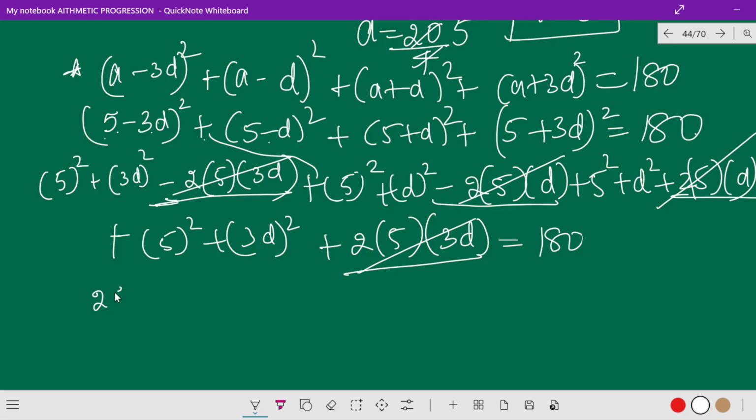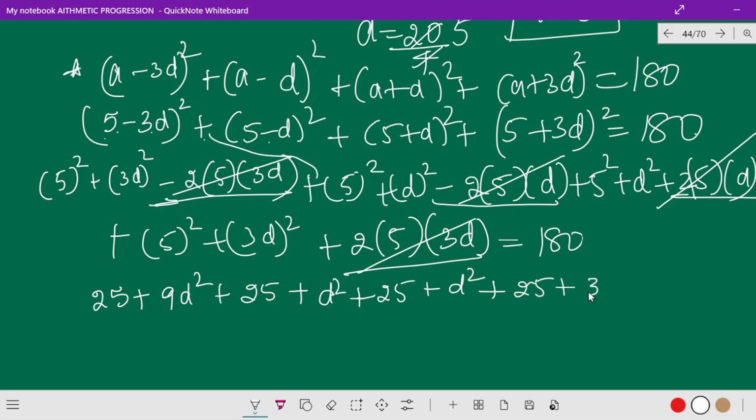5 square is 25 plus 9d square, then plus 5 square is 25 plus d square, plus 5 square is 25 plus d square.